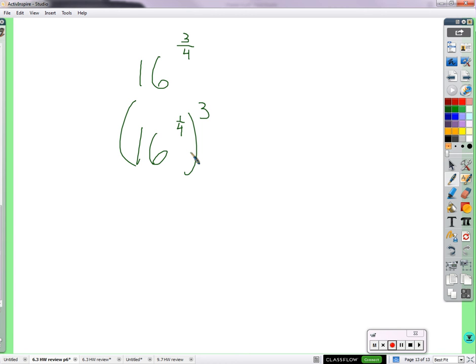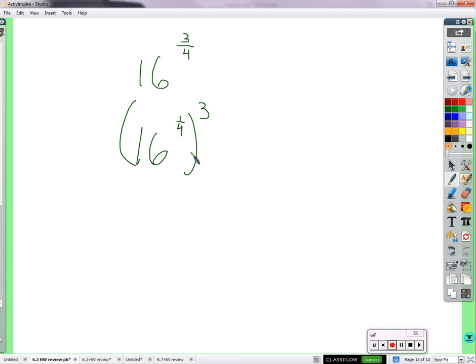I can split it up this way. This is what I highly recommend. You can think of this in your head and do it fast, but as you're learning, I would say write it every time when you have a fraction power like that, write it exactly like this. Take your number to the fraction part, just 1 over, whatever, times whatever the numerator is. Because 1/4 times 3 is 3/4. Right? 1/4 times 3 over 1, 3/4.